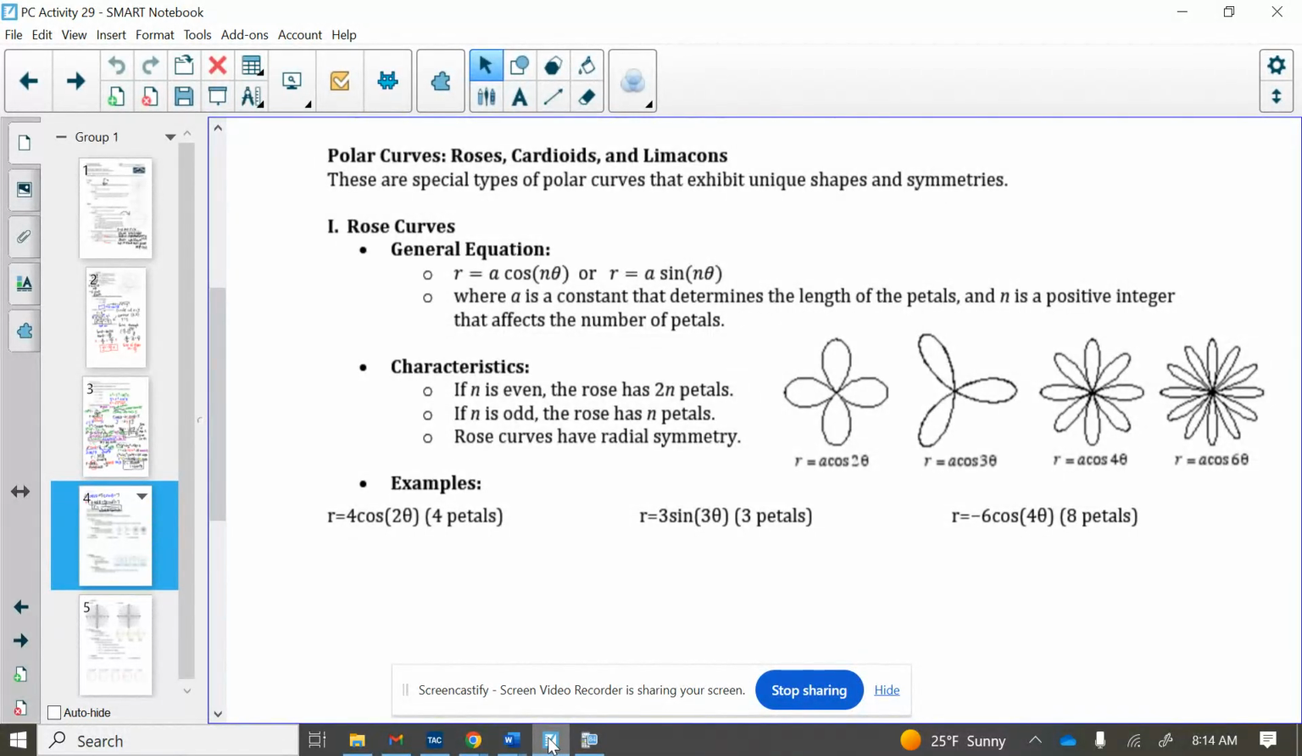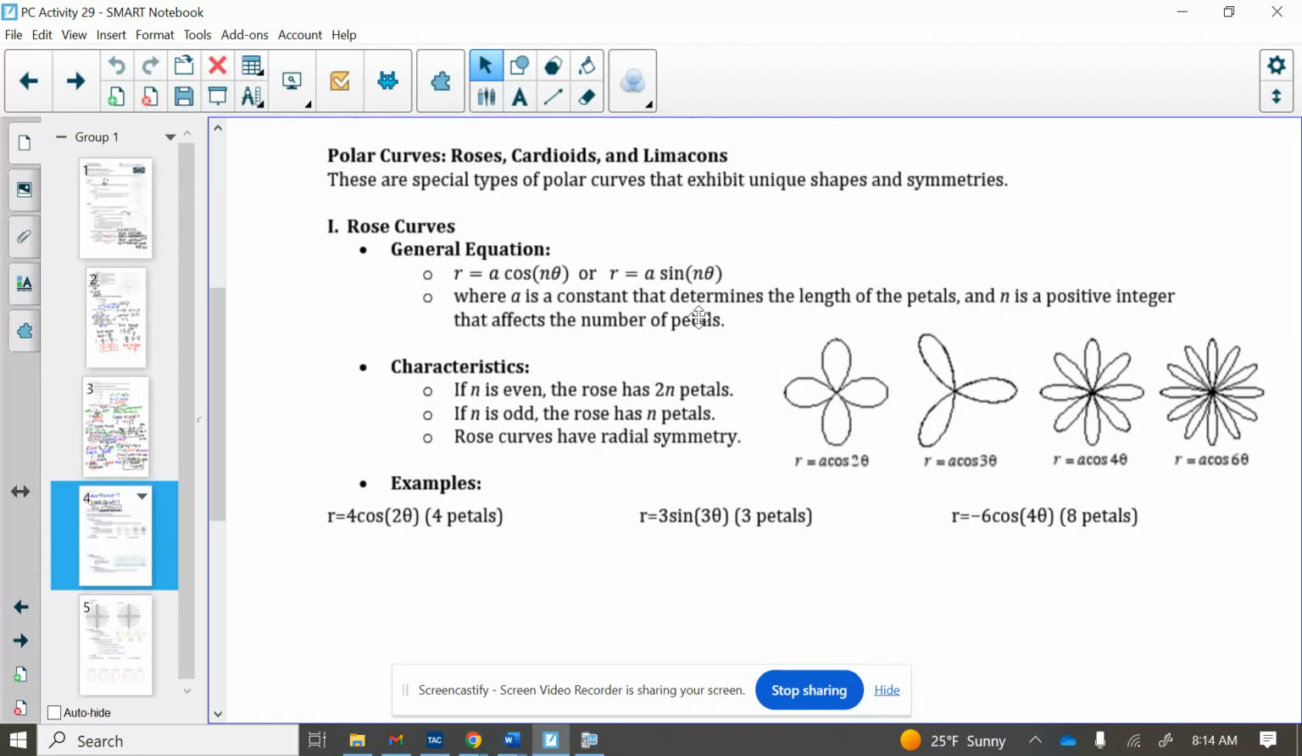Today we are going to finish out polar equations, talking about special types of polar curves: our rose curves, cardioids, and limacons. These are, again, special types of polar curves that exhibit unique shapes and symmetries that are special to polars, as opposed to being able to be converted between both forms.